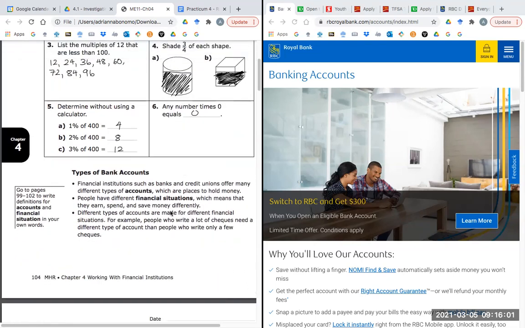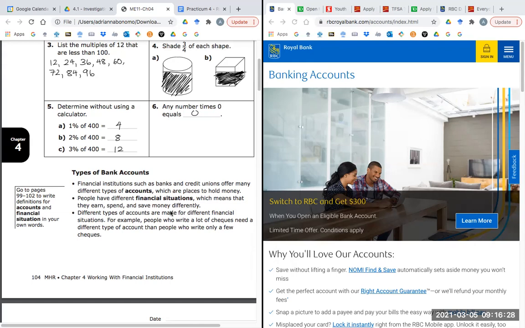Okay, so we're going to start here at the bottom where it says types of bank accounts. Financial institutions such as banks and credit unions offer many different types of accounts, which are places to hold money. So a bank account, as we know, is a place where you store your money. If you have a debit card, you could have a checking account, you could have a savings account, you could even open up a credit card account.